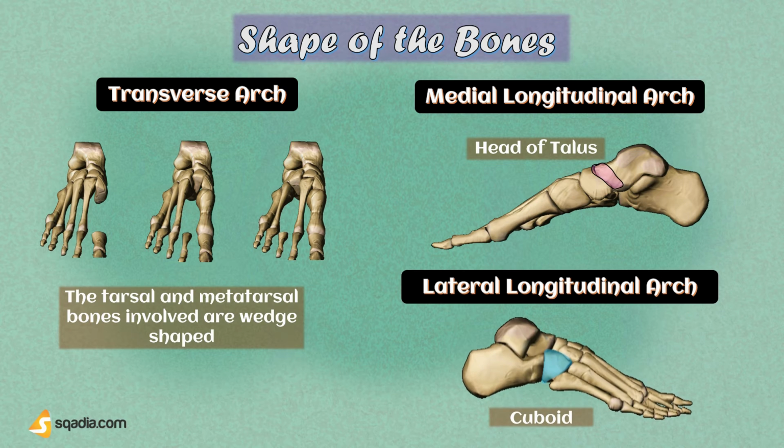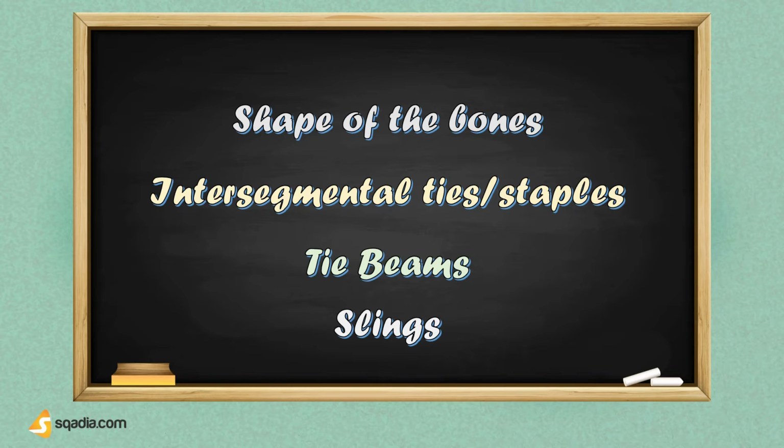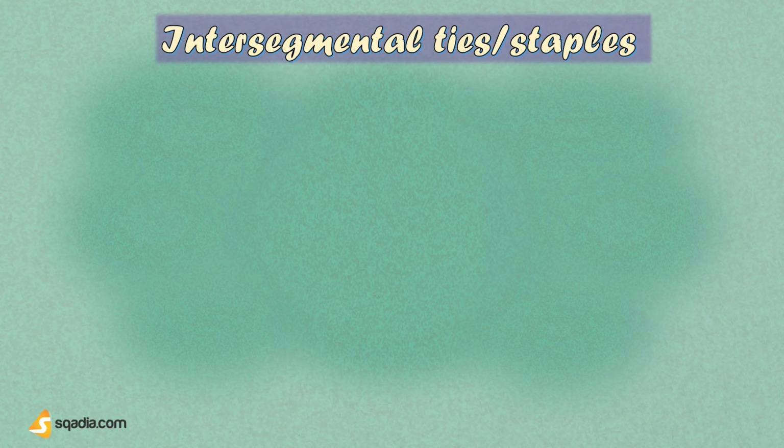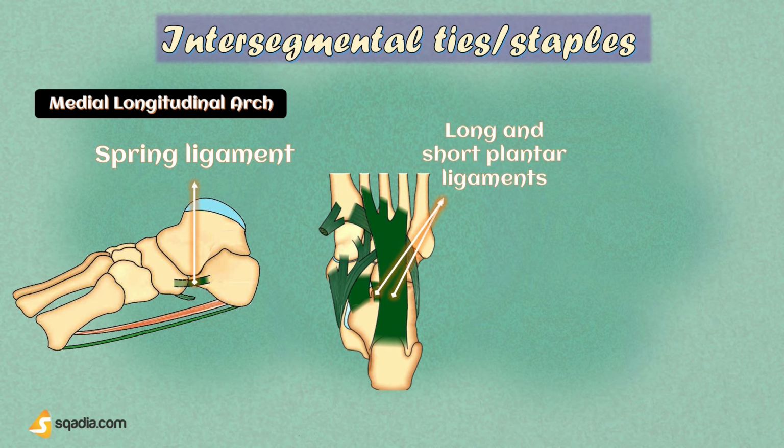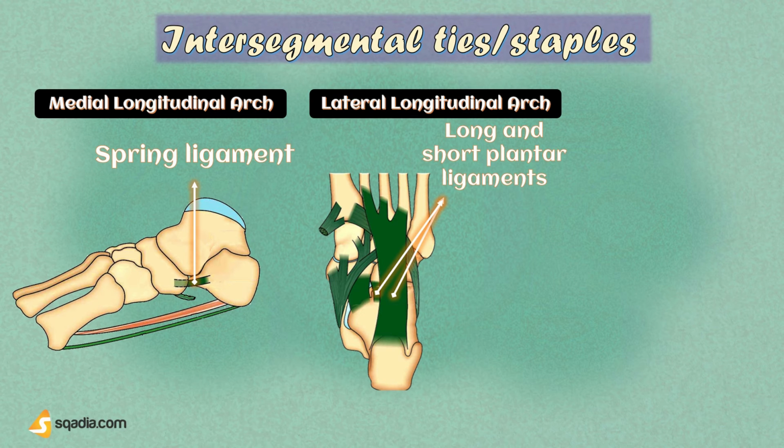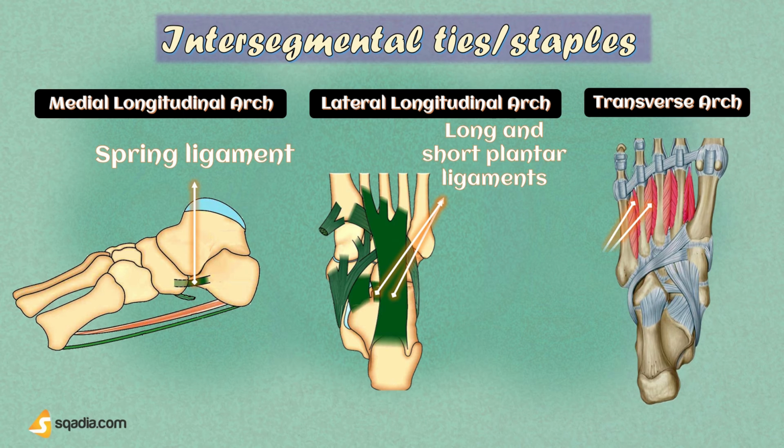Next are the intersegmental ties. All arches are supported by the ligaments uniting the bones concerned. The most important of these are as follows. The spring ligament for the medial longitudinal arch. The long and short plantar ligaments for the lateral longitudinal arch. In the case of the transverse arches, the tarsal and metatarsal bones are held together by various ligaments and by the interosseous muscles also.